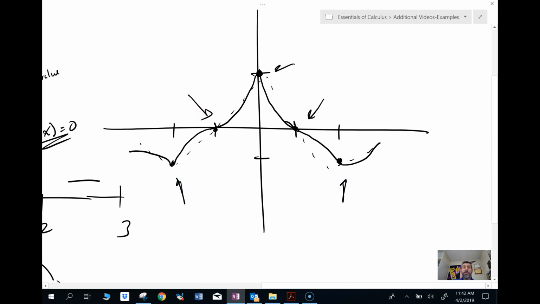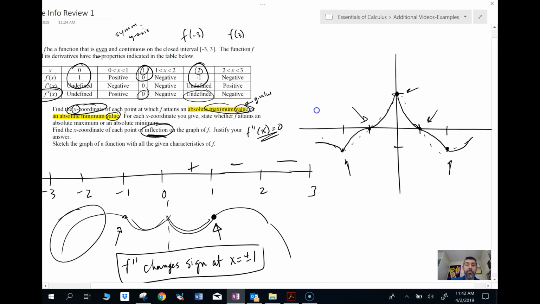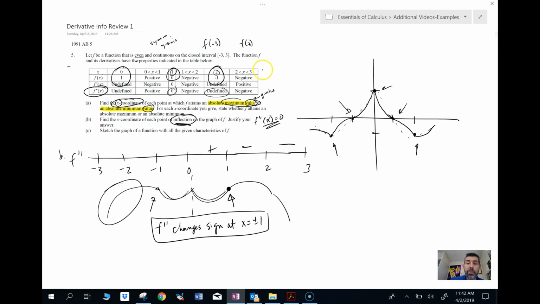All right, so that's an example of a problem from the AP exam in which we're using the information given in a table, or the information given, to answer questions about f prime and f double prime.